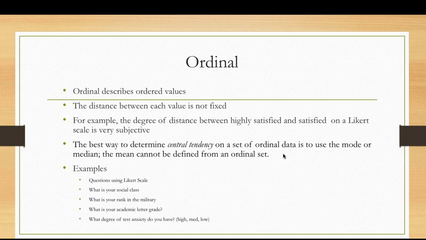Ordinal is easy to remember because it sounds like order, and that's the key to remember. With ordinal scales, it's the order that matters. But that's all you really get from these. You really aren't supposed to calculate a mean based on ordinal data. It's okay to get a median. We'll talk about that in a minute. But if you see any statistical analysis which use ordinal data and they calculate a mean, that's kind of a no-no.